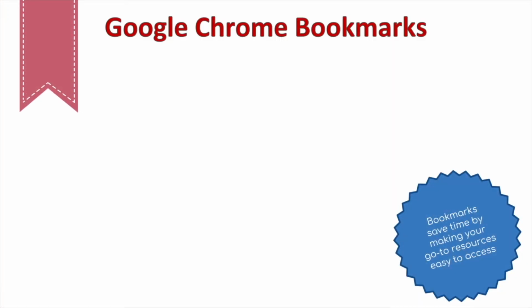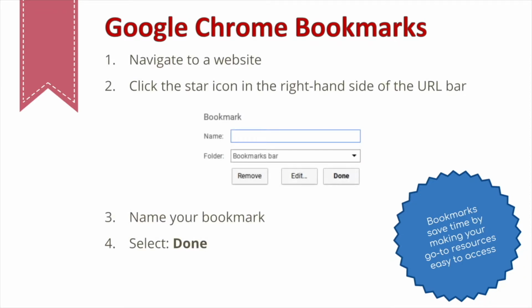Creating bookmarks in Google Chrome saves time by making your go-to resources easy and quick to access. To create a Google Chrome bookmark, simply navigate to a website, click the star icon in the right-hand side of the URL bar. The following window will appear. Give your bookmark a name and then select Done.